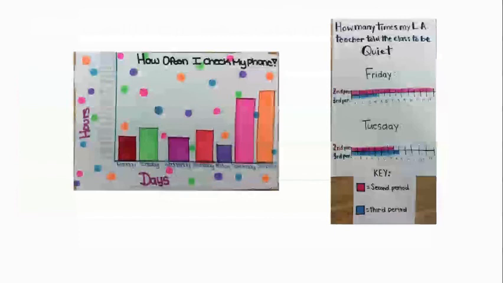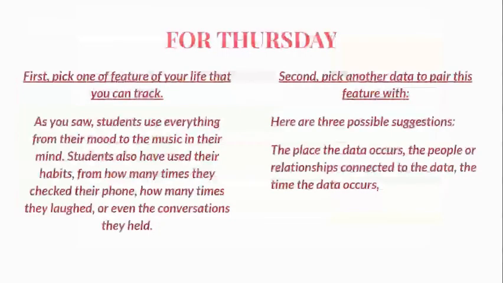Students kept track of how often they checked their phone. And one student at one point said how many times their language arts teacher told the class to be quiet. And it looks like second period gets a little loud on Friday.